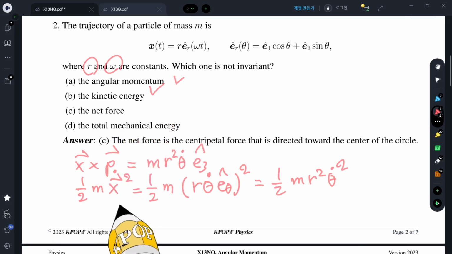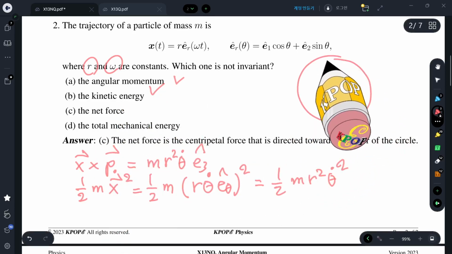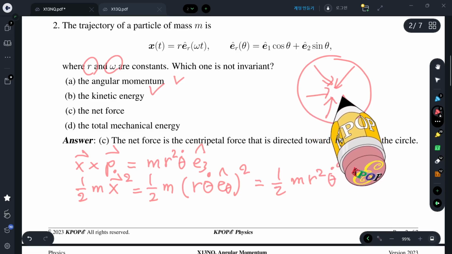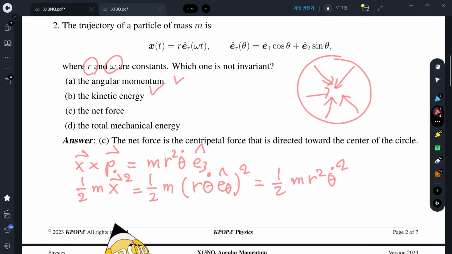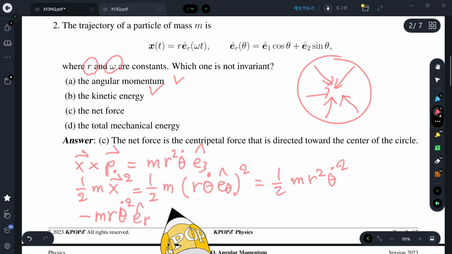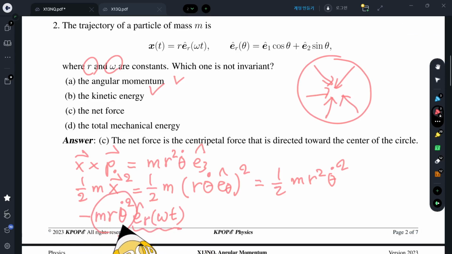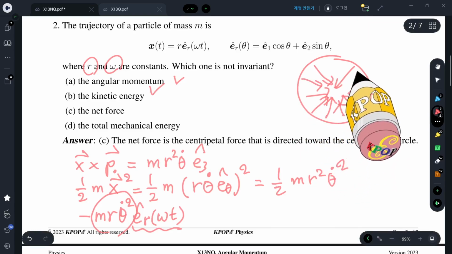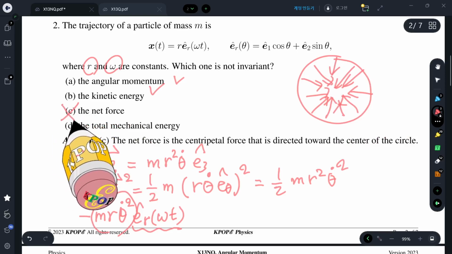Net force: it is making a uniform circular motion. Anything making a uniform circular motion has the net force toward the center, minus m r theta dot squared e_r hat, and e_r hat is at angle omega t. So the magnitude of the force is the same, independent of time. However, the direction of the force keeps changing, so it is not invariant.